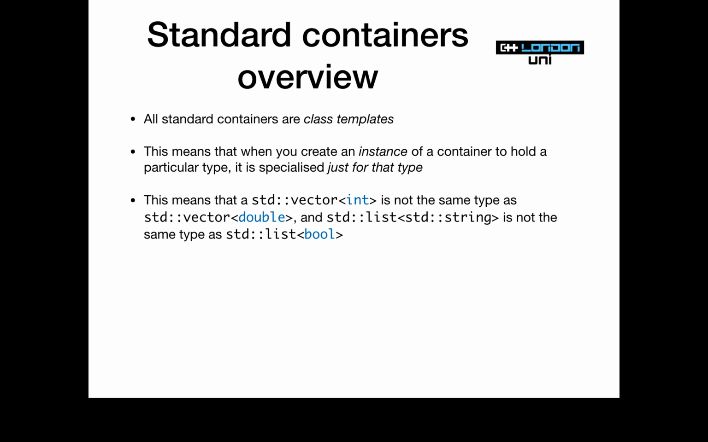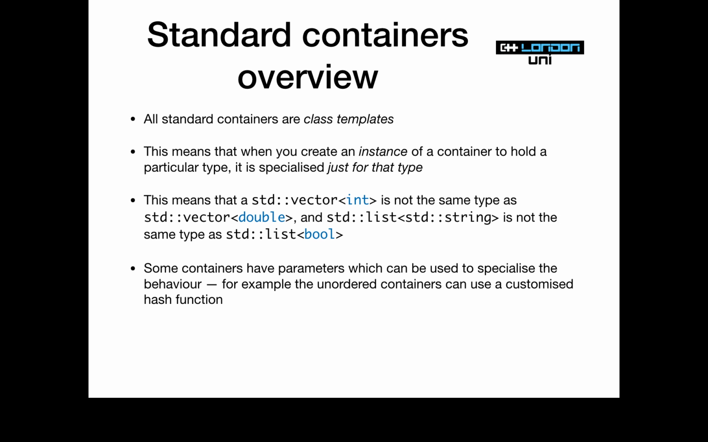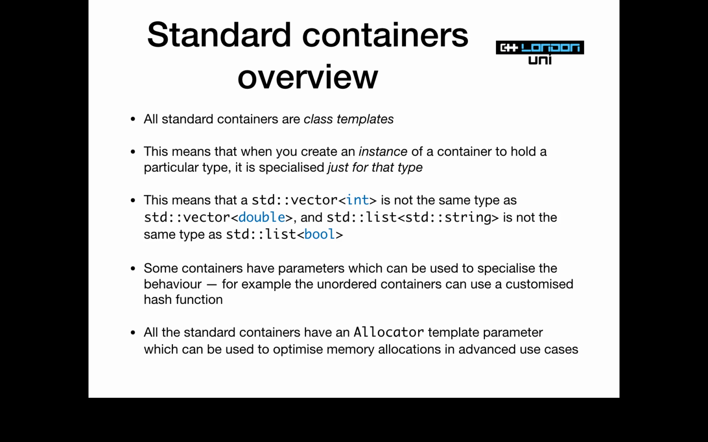So the standard library containers are class templates. You have to tell them what sort of element you want to put inside them. And some of the containers have extra parameters which you can use to specialize the behavior. You don't really have to worry too much about that unless you're doing pretty advanced stuff. In particular, I mention it because if you look in the debugger or you get some error messages, you might see references to something called an allocator. And that's a way to specialize how the container allocates memory.